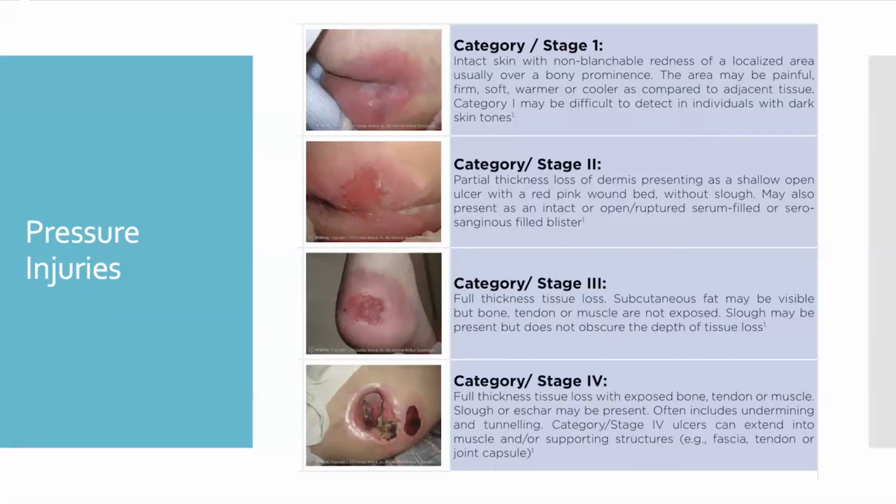And then stage 3, they consider this full tissue loss down to the subcutaneous fat, but not to bone, tendon, or muscle. And then a stage 4 is also considered full thickness, meaning it goes through the epidermis and the dermis with either exposed bone, tendon, or muscle.